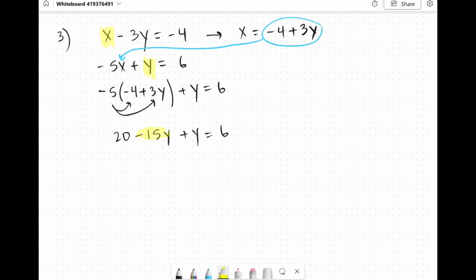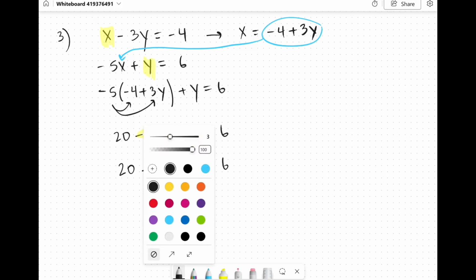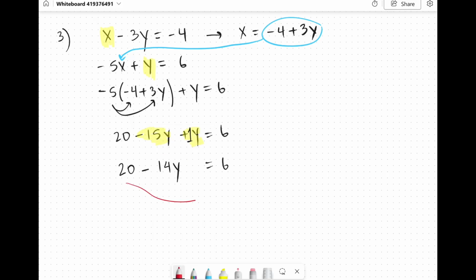Combine like terms that are together here. Negative 15y and 1y is negative 14y. So 20 and negative 14y equals 6. Now I will go ahead and take the 20 and move it to the right side. Since 20 was positive on the left, I will make it negative on the right. Negative 14y is the only thing that's left on the left side, and the negative 14 is obtained by combining these two numbers. So we divide both sides by negative 14, y ends up being a 1.